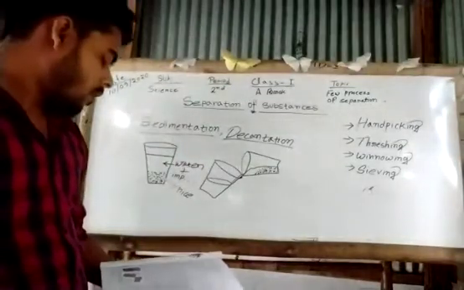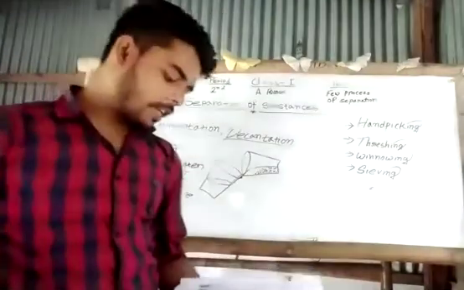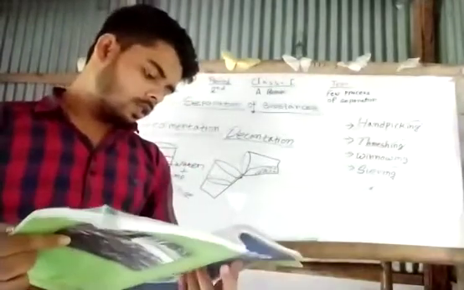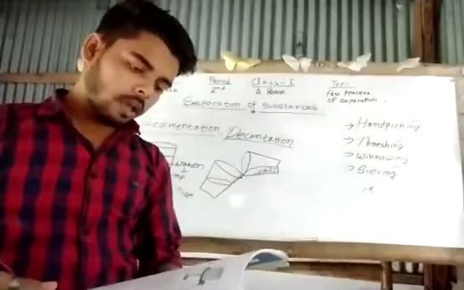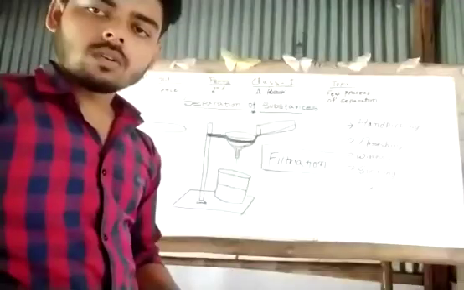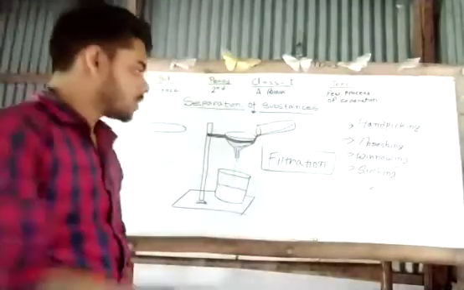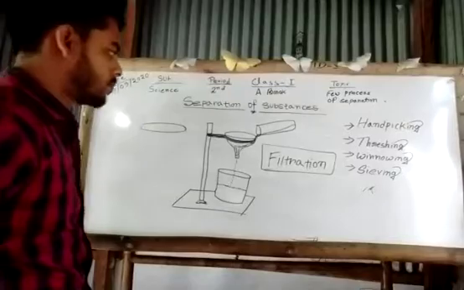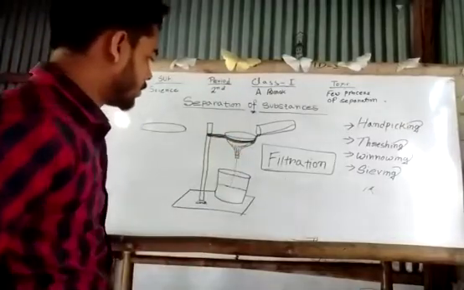Okay. So the next process is filtration. We will discuss filtration, and filtration is an important topic according to your exam from this chapter. So students, the next process is filtration. We can use filter paper for filtration. This is the process of filtration.